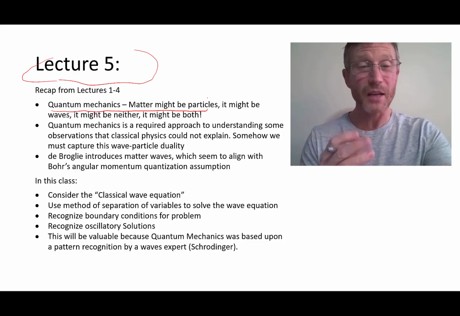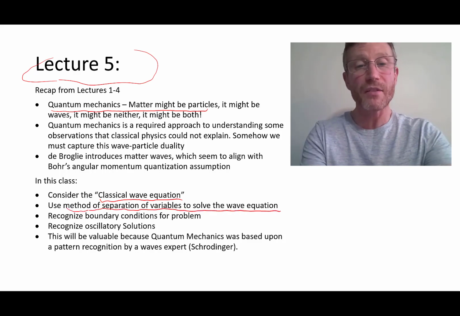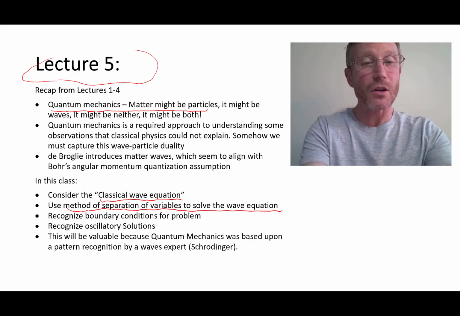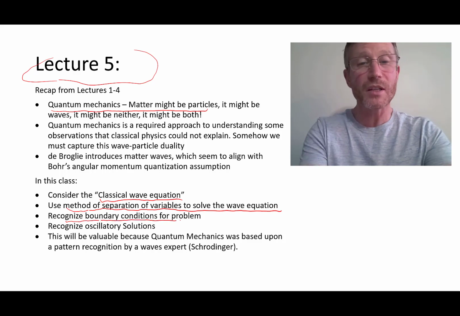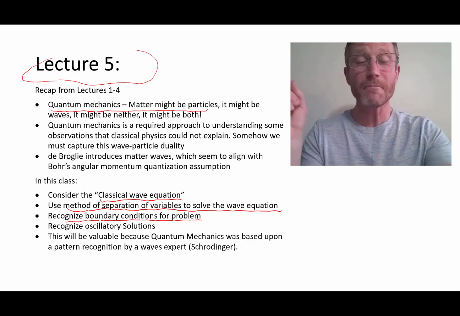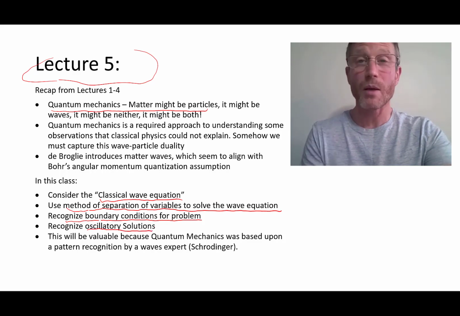So in this particular segment, we're going to consider the classical wave equation. We're going to use a method of separation of variables to solve that wave equation. In this particular case, we're going to think about a string that's bound between two surfaces, kind of like on a guitar. And so we're going to think about those boundary conditions. The amplitude is going to have to be 0 at the two ends of the string. We're going to recognize some oscillatory solutions which are going to show up a lot more in future weeks' work.